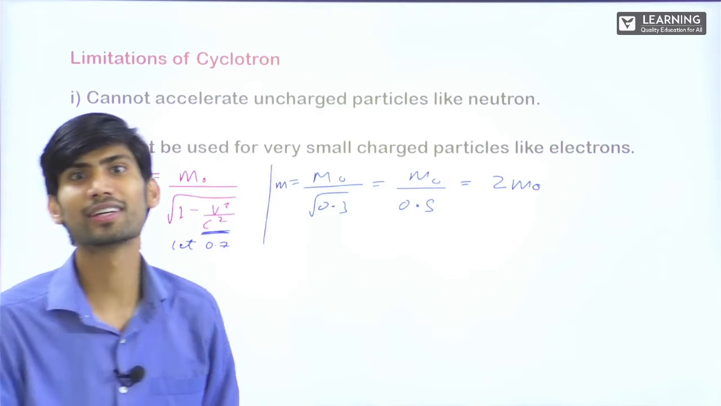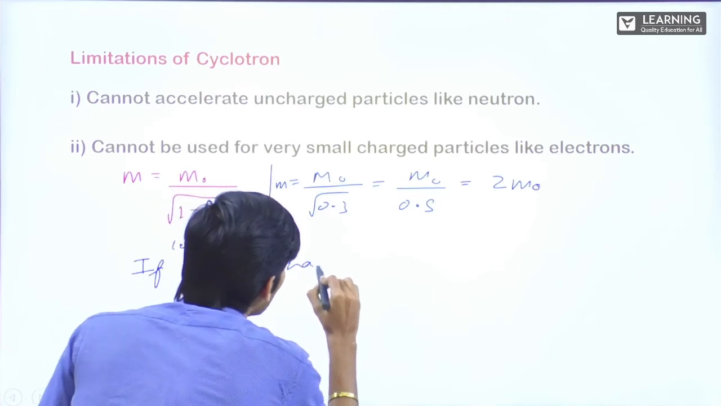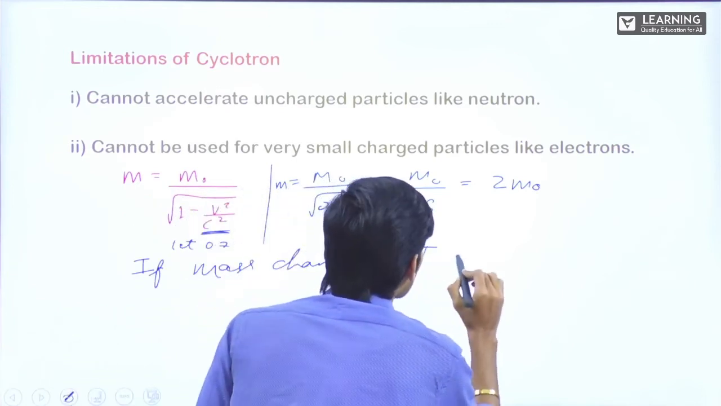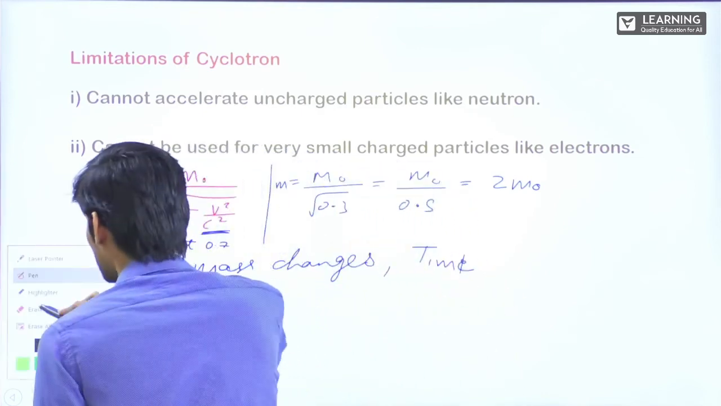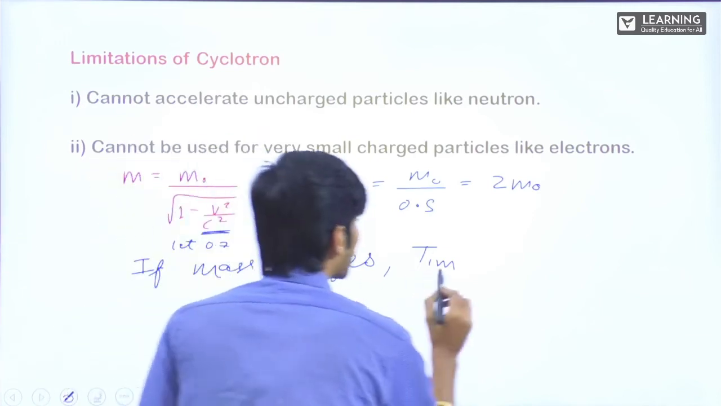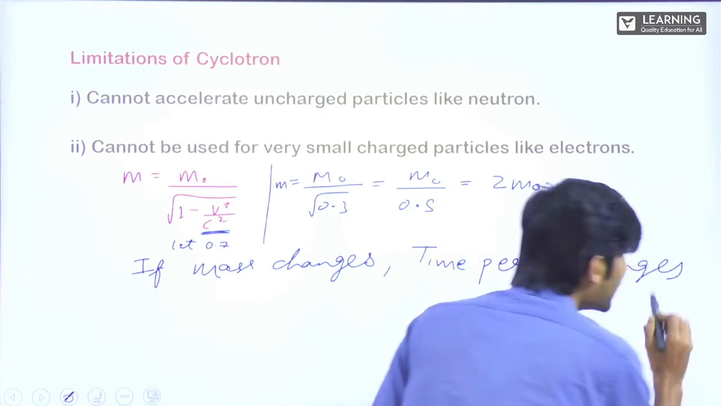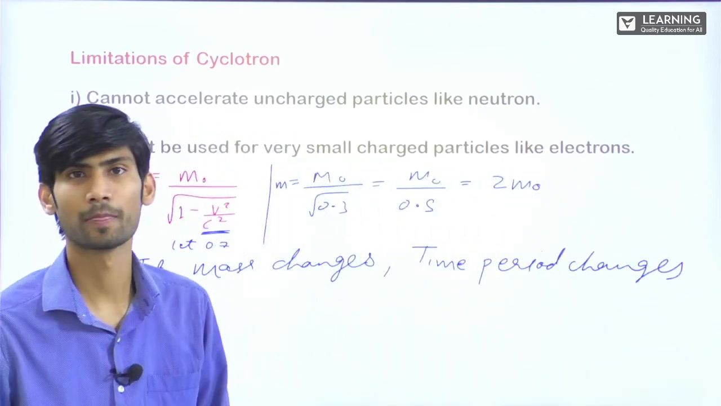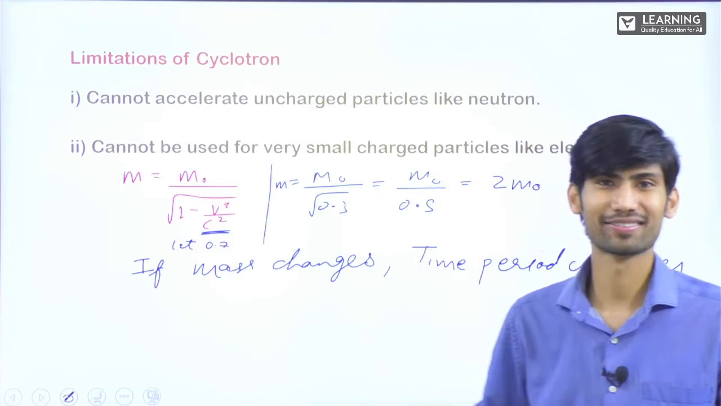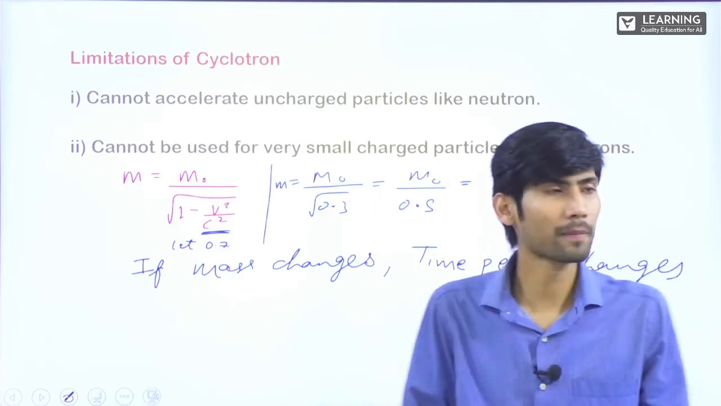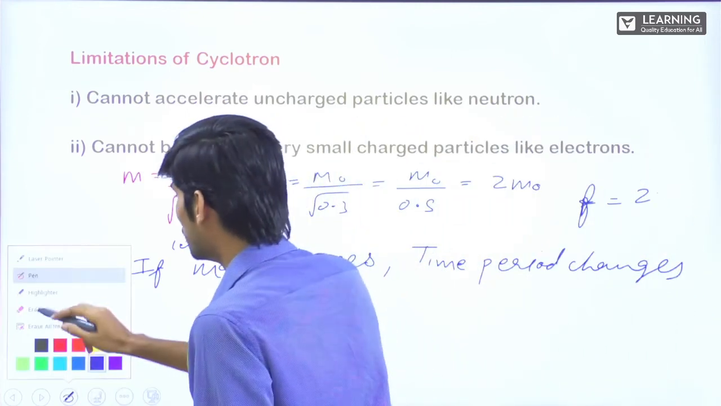If mass changes, the time period changes. And if time period changes, frequency will change. So now the charge is moving with a different frequency, and the oscillator's frequency was set at the first. The oscillator's frequency was set by this formula, right? 2 QB upon 2 pi m.